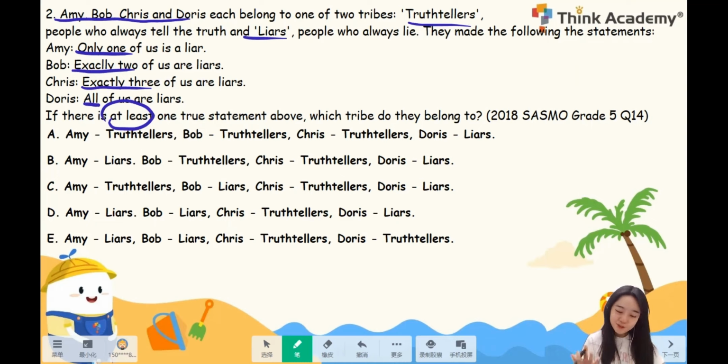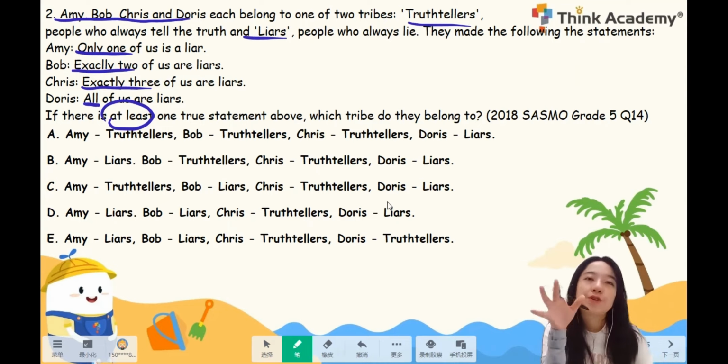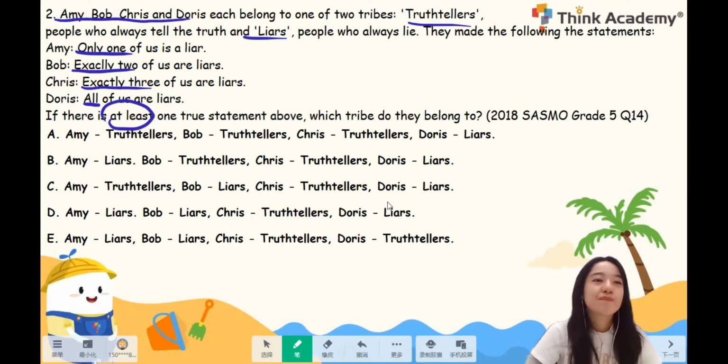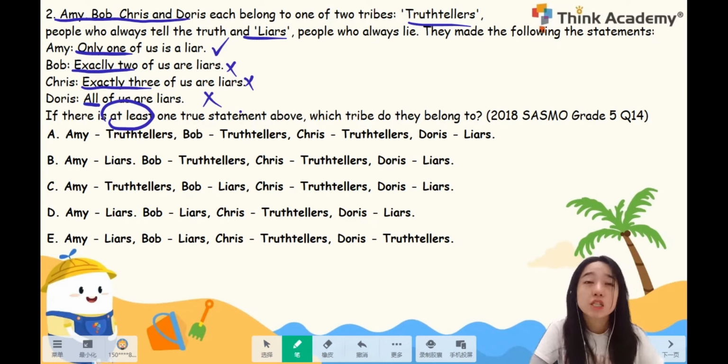This time, we don't have the so-called corresponding relationship. If so, we can just do an assumption to start. No matter what assumption it is, it can help us get more information or understand this question in a better way. For example, if we assume Amy is a truth teller, she said only one is a liar. When what she said is correct, the other 3 must be wrong because what they said is contradictory.